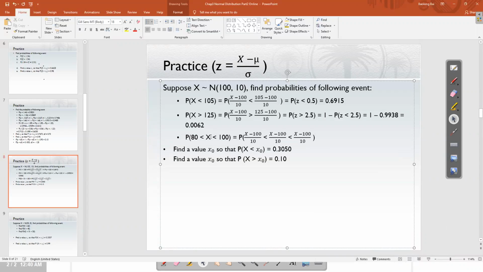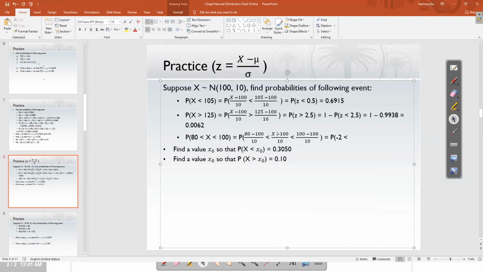In the middle is x, right? So the middle becomes x minus mu divided by sigma. On the left, the boundary is 80 now. On the right, the boundary is 100. Then we go ahead and do the calculation. So the left boundary becomes 80 minus 100 is negative 20 divided by 10, becomes negative 2. And keep the sign as is.